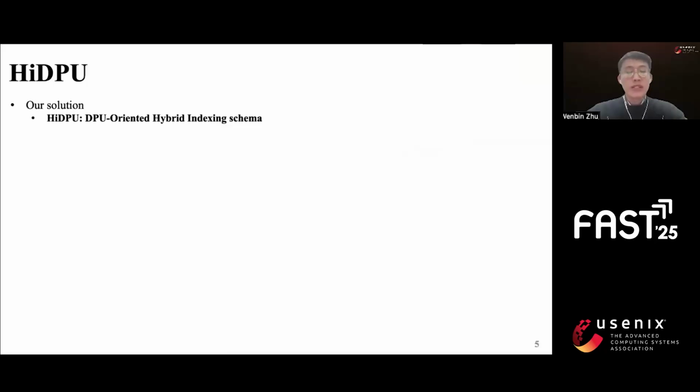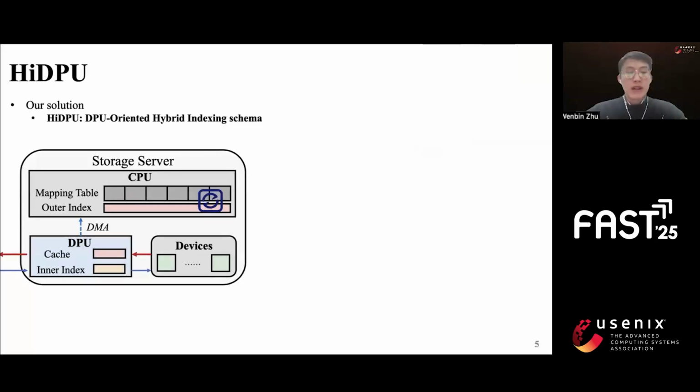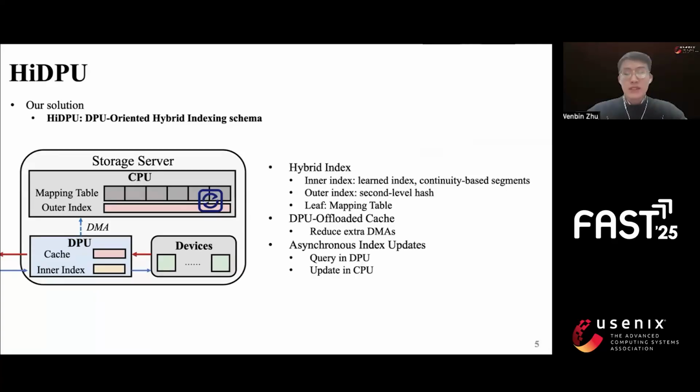In this work, we propose HiDPU. It is composed of three main components. First, a hybrid index includes an inner index that fits into the DPU's limited memory, while the outer index is optimized for efficient searching. A DPU-offloaded cache is employed to further reduce unnecessary interactions with CPU memory. At last, an asynchronous index update strategy supports processing complex index update operations in the CPU and ensures the DPU focuses on simple but frequent index queries.